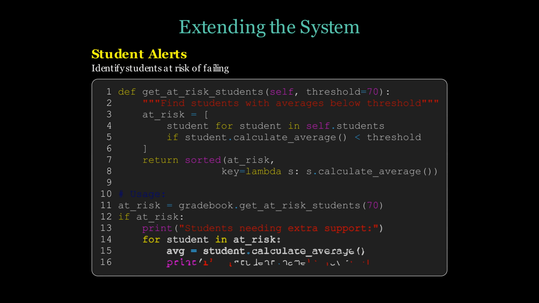Fourth extension. Student alert system. This method identifies students at risk of failing by finding those with averages below a threshold. Default 70. It uses a list comprehension to filter students, then sorts them by average with lowest first. Teachers can quickly see who needs intervention. The example usage shows how to print a support list. This proactive approach helps teachers reach struggling students before it's too late. Early intervention can make the difference between passing and failing.